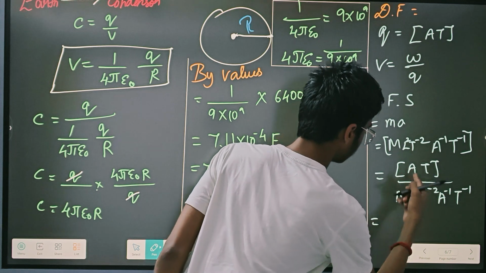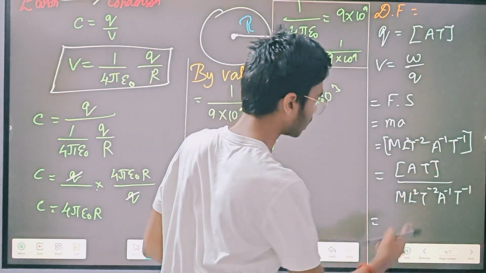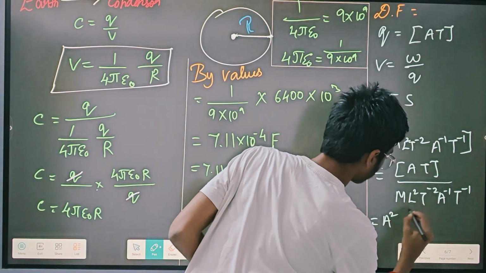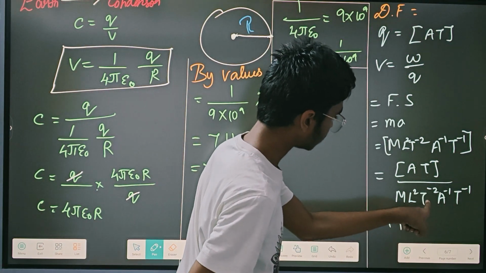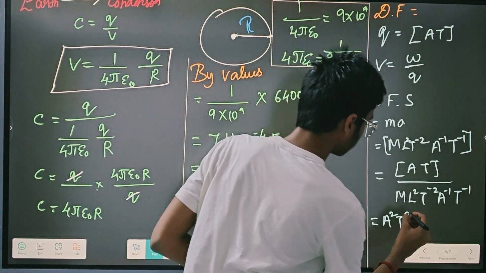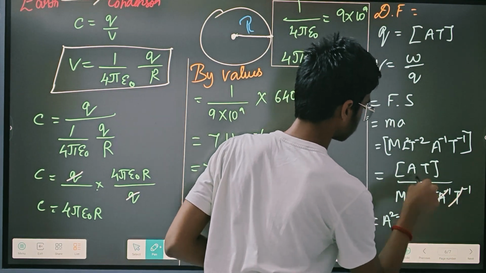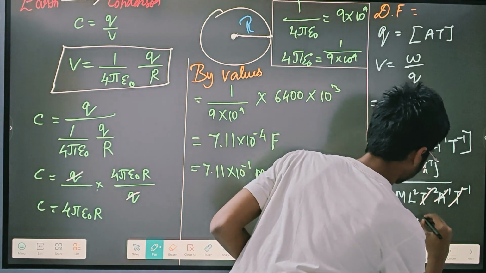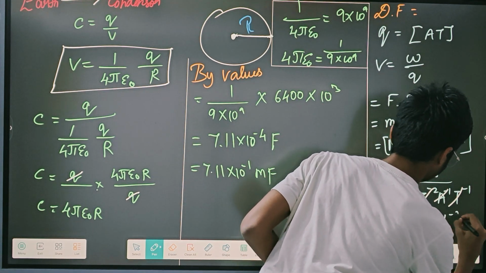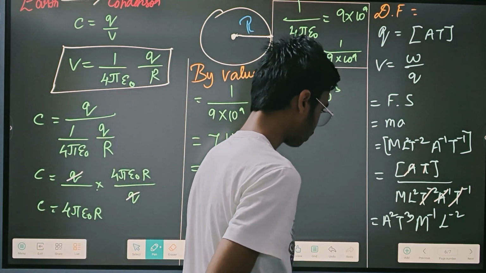Then, if you see here it is A inverse, if it goes to the numerator it will be A square, because here is also A. So A square, T square, and here is also another T, so it will become T cube. Then I can cancel these. Remaining only two things are there: m inverse and L power minus 2. L power minus 2 m inverse T power 4.